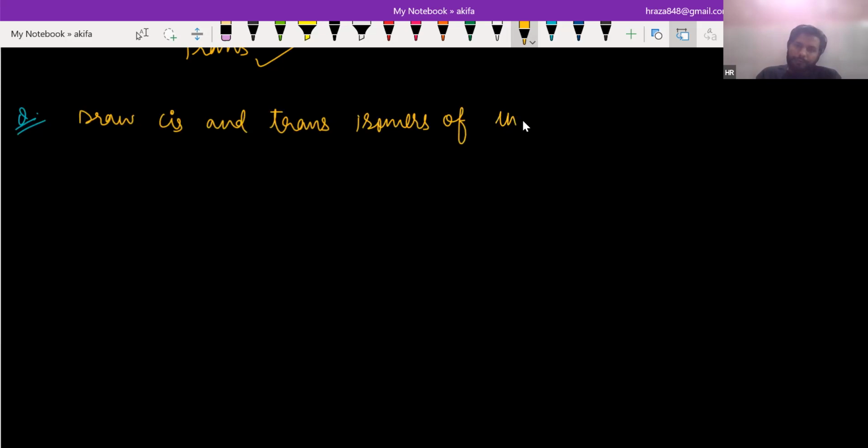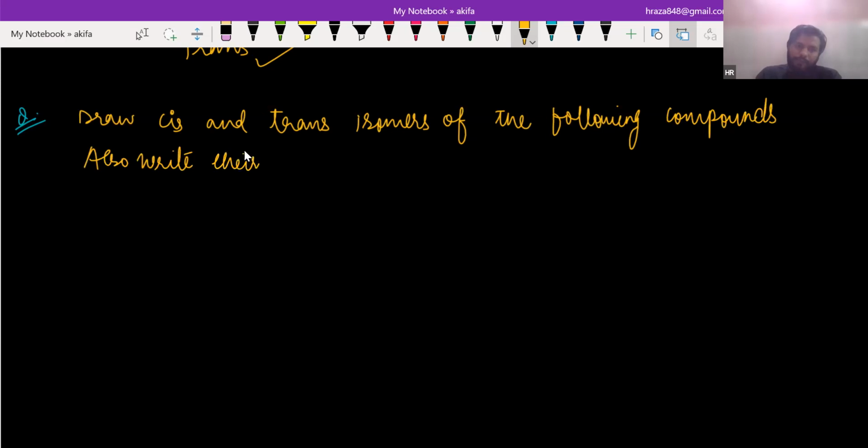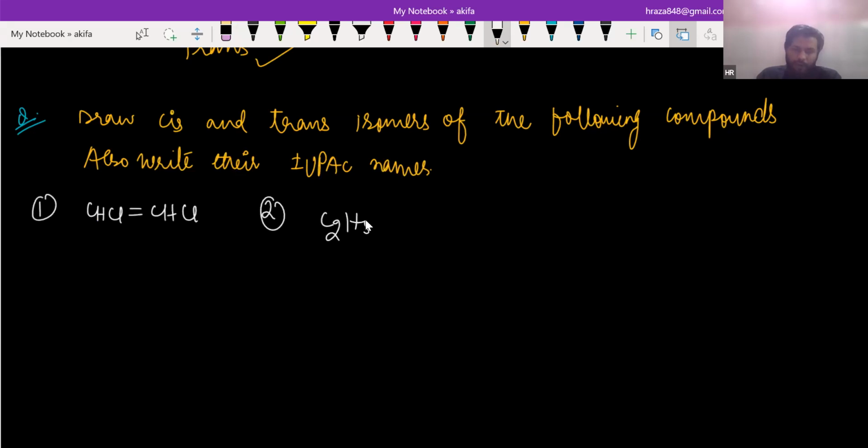Draw cis and trans isomers of the following compounds. Also write their IUPAC names. CHCl double bond CHCl. Cis and trans we need to find. C2H5, CH3, double bond. Wait a minute, Akifah.